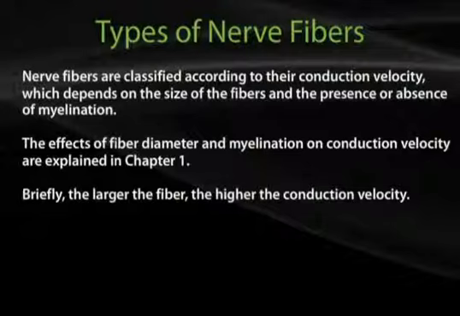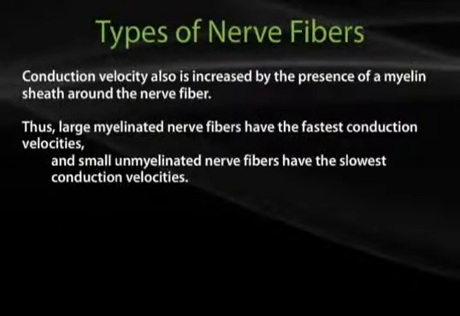Let's talk about types of nerve fibers. Nerve fibers are classified according to their conduction velocity, which depends on the size of the fibers and the presence or absence of myelination. The effects of fiber diameter and myelination on conduction velocity are explained in Chapter 1. Briefly, the larger the fiber, the higher the conduction velocity.